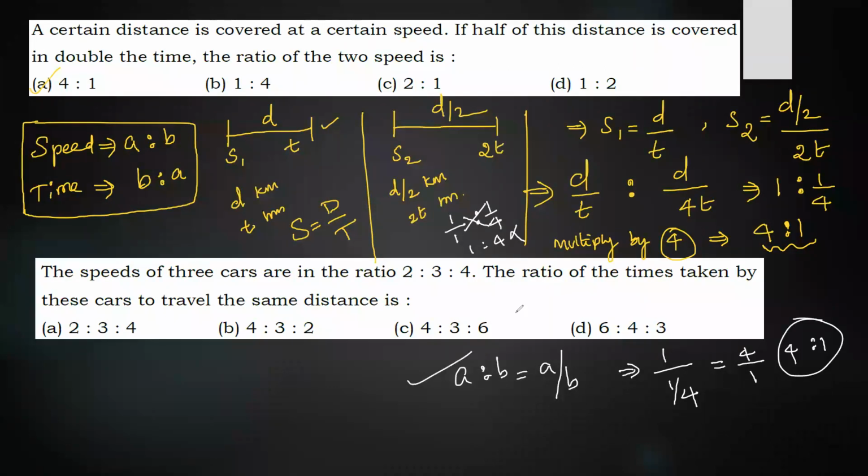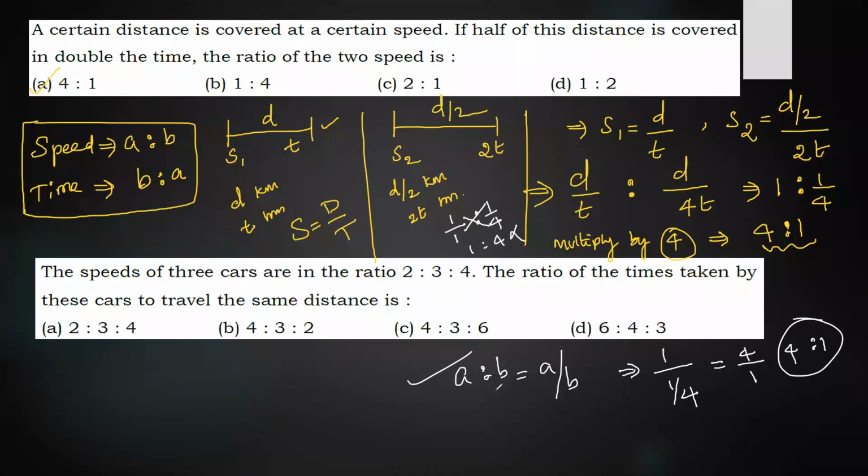Is it clear? Yeah. Try the second one. The speed of 3 cars is in ratio 2:3:4. The ratio of time is? Yes, Surya, good. Don't write 4:3:2. Okay, that suits only for 2 terms. If A is to B, then the ratio will be B is to A. So if it is for more than 2 terms, you have to inverse and take LCM.